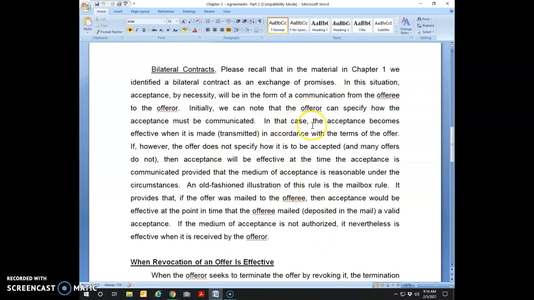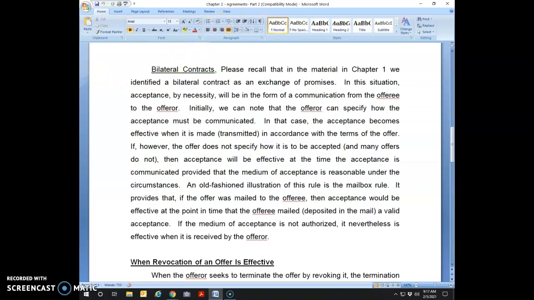So I'm just going to track what I have. The acceptance becomes effective when it is made, and I like to use the word transmitted, in accordance with the terms of the offer. So the offeror, the person making the offer, can specify in the offer how it is to be accepted. And then acceptance will be effective when the offeree transmits the acceptance consistent with what's been required in the terms of the offer for acceptance.